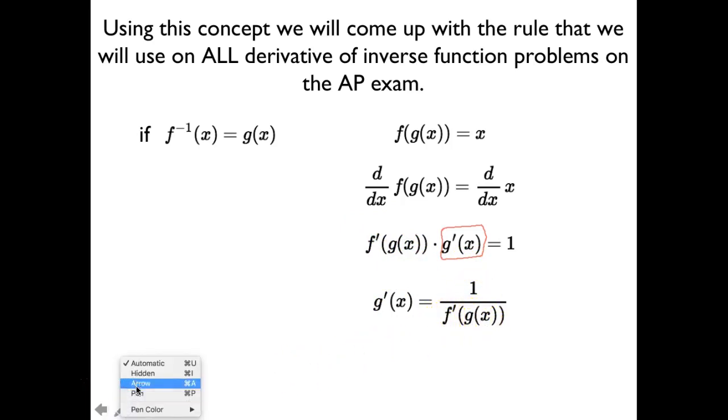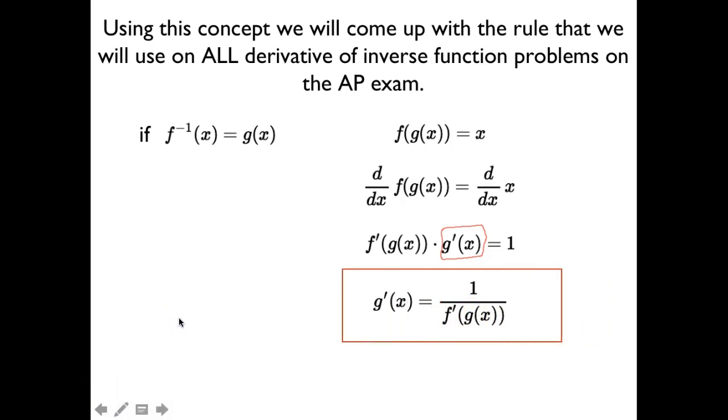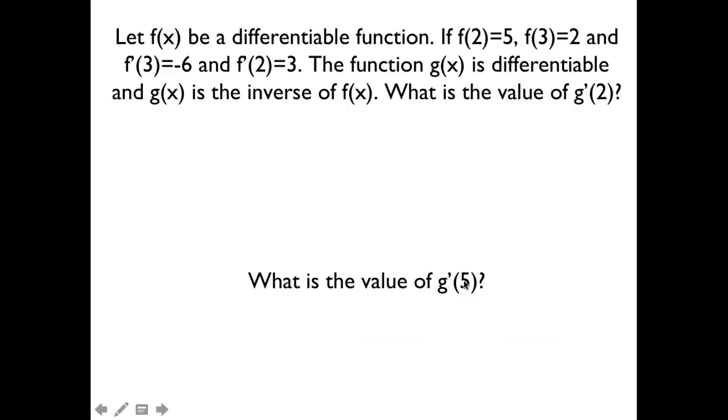And I think I even highlighted it. That is how you take the derivative of an inverse function. So you're going to need to memorize this right here. And remember, g is the inverse function. So write it down or whatever, and let's try a couple examples here.